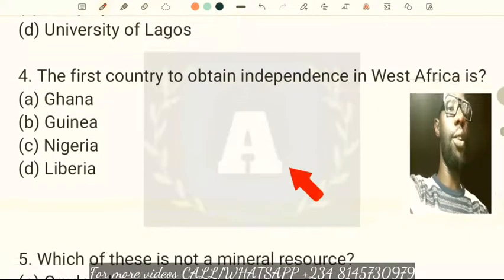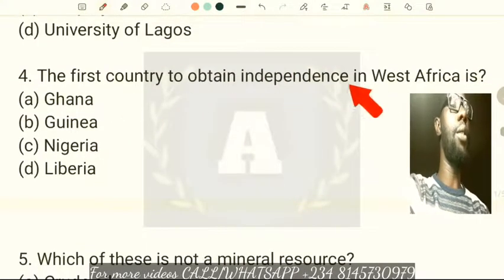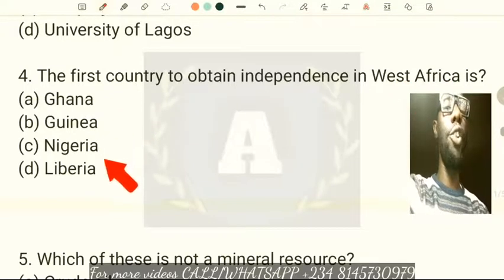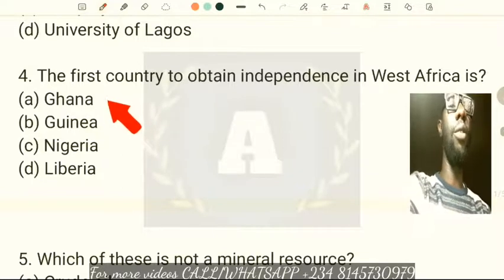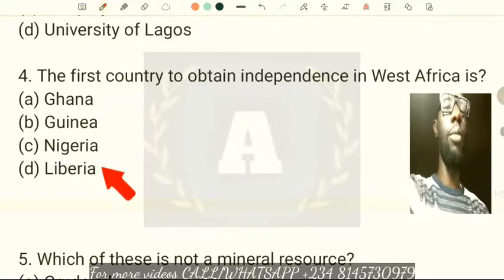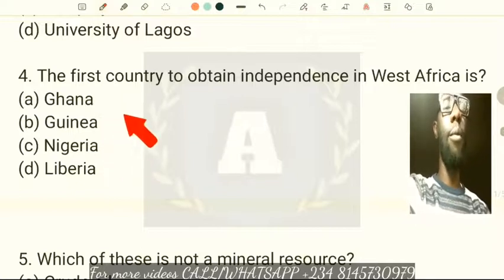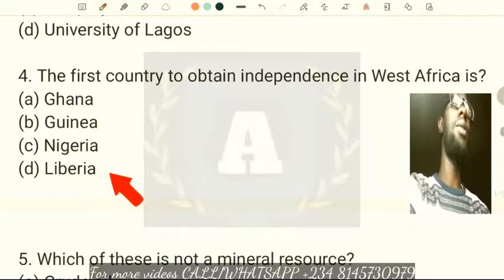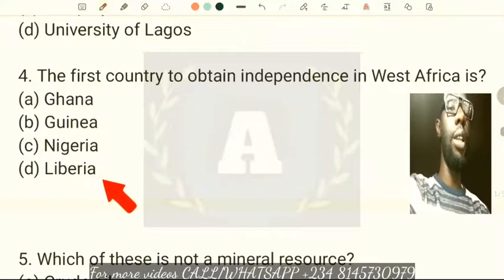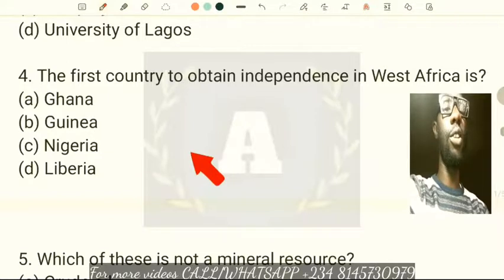Now, the next question says, the first country to obtain independence in West Africa is, we have Ghana, Guinea, Nigeria, and Liberia. All right, there is kind of contention and debate over Ghana and Liberia. But meanwhile, Ghana actually got its independence in 1957. Nigeria got ours in 1960. But Liberia got its own in 1847 or thereabout. It was actually the Americans that freed Liberia then. They did not intend colonizing them, so they actually left them. So the best answer to this question is Liberia. Otherwise, if there is no Liberia among the options, then you can go for Ghana.